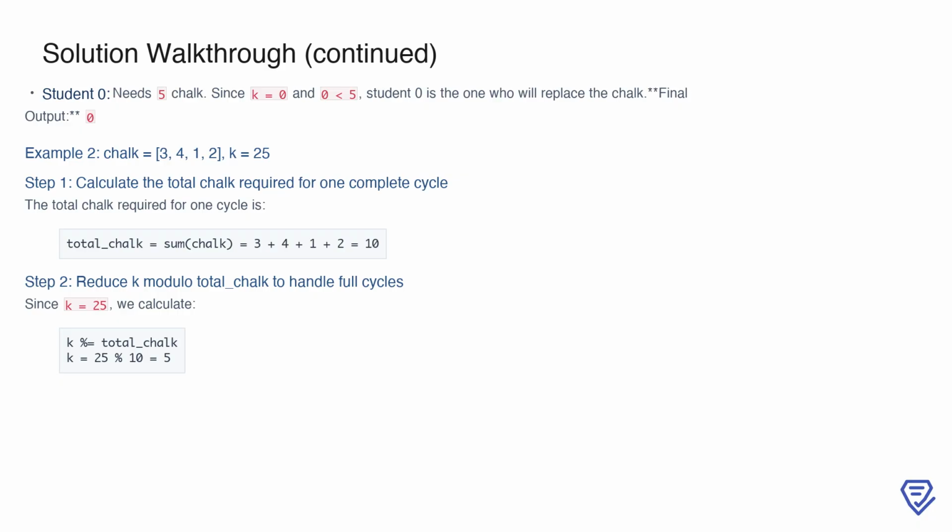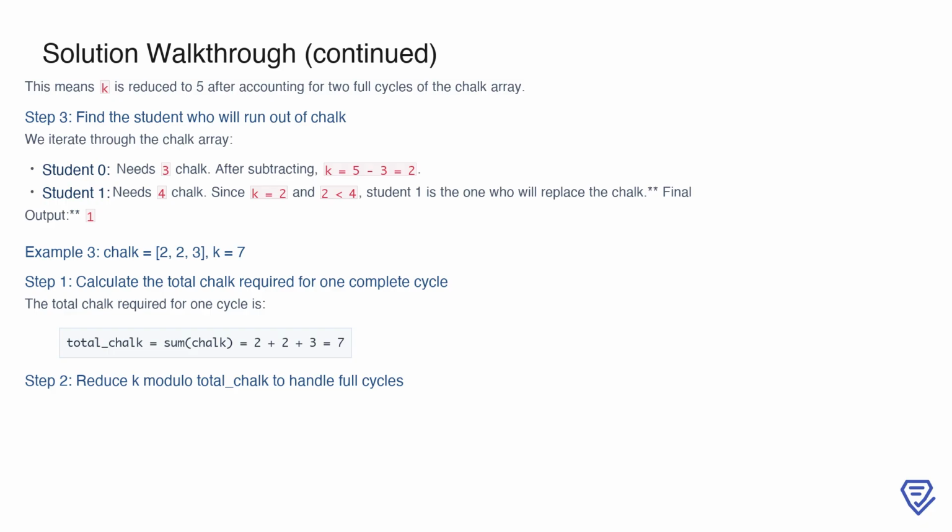Student 0 needs 3 pieces, and subtracting this from k gives us 5 minus 3 is equal to 2. Moving to student 1, they need 4 pieces, but k is now 2, which is less than 4. Therefore, student 1 is the one who will replace the chalk. The final output is 1.